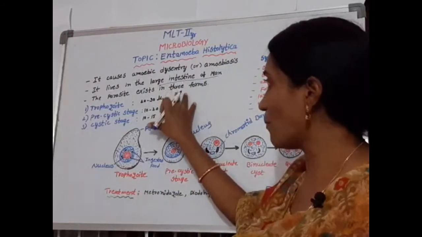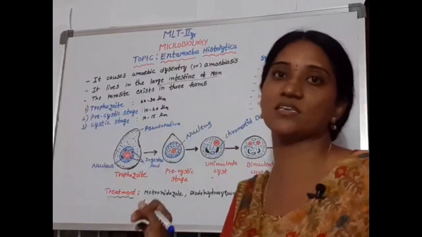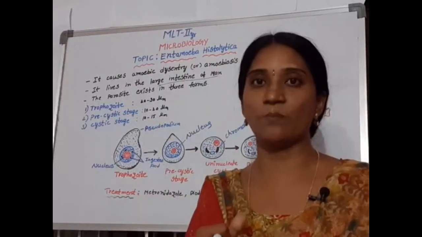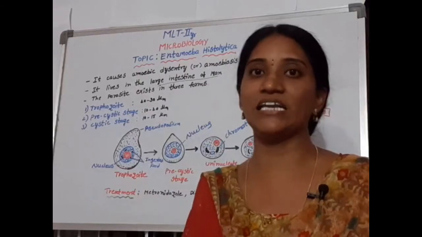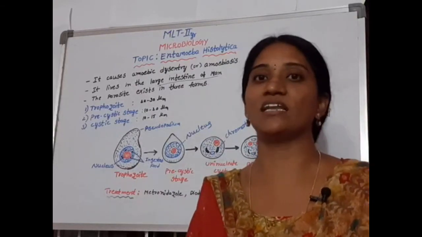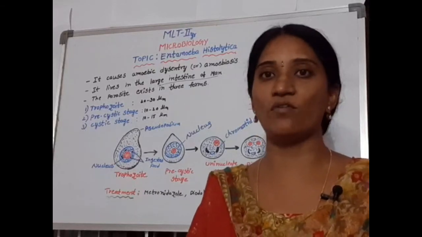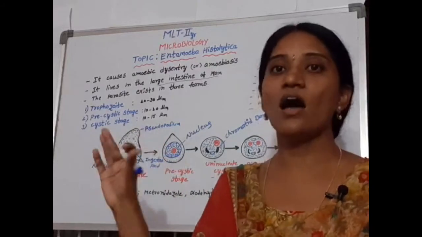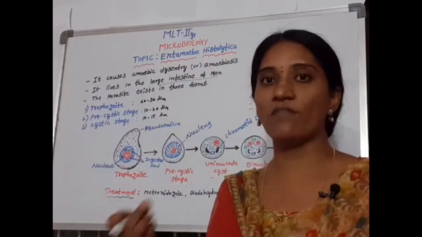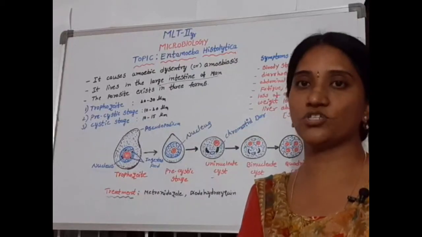Entamoeba histolytica: morphology, symptoms, treatment, diagnosis, and preventive measures. For precautions, we can follow hygienic conditions, proper cleanliness, and take hygienic food and purified or boiled water to prevent the entry of amoebiasis into our body. This is about Entamoeba histolytica.